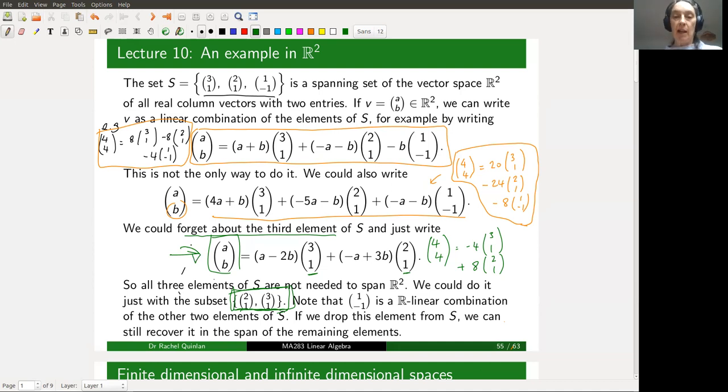So if you were to drop that element from S, just throw it away, leave yourself with a set of two elements, that set of two elements would have the same linear span as the set of three elements that you started with. If you drop that element from S, you can still recover it in the span of the remaining elements. Okay, so this example gets at the concept of linear independence, which is really our main theme for today. We'll return to it shortly.